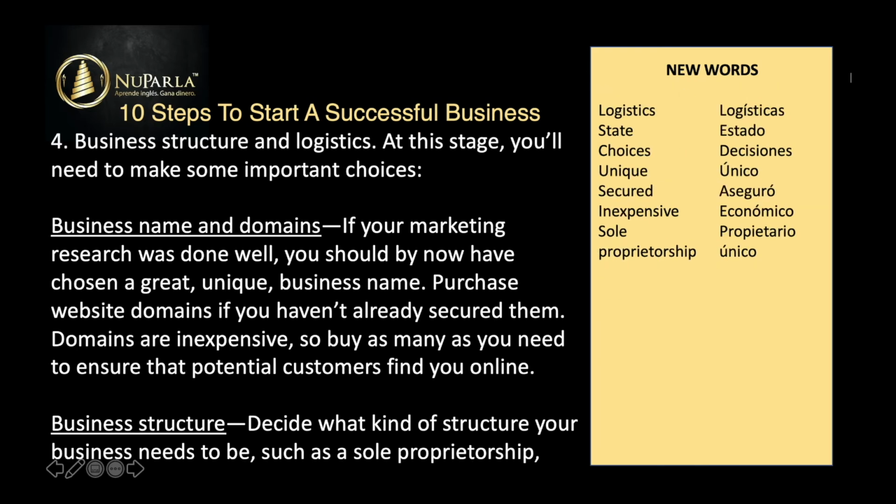Let's first, before we move on, go over these new words that we learned here on this slide. Logistics, son logísticas. State, estado. Choices, decisiones. Unique, único. Secured, aseguró. Inexpensive, barato, económico. Sole proprietorship es propietario único. And sole proprietorship is a form of structure, but it opens the owner up to any type of problems that could arise against the company.